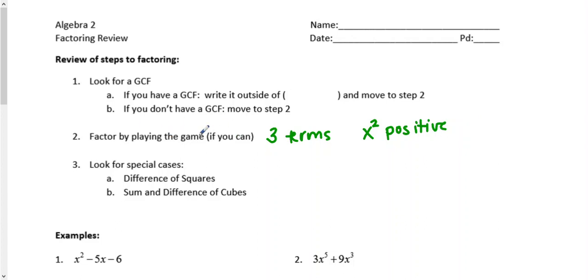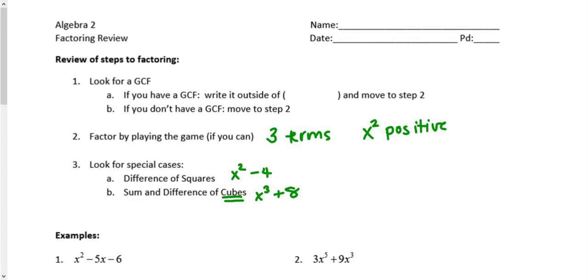Then, if you can't play the game, you have to look for our special cases, which is our difference of squares, meaning we are subtracting perfect squares. So like x squared minus 4. And then your sum and difference of cubes. And that's when you have an x cubed plus another perfect cube.